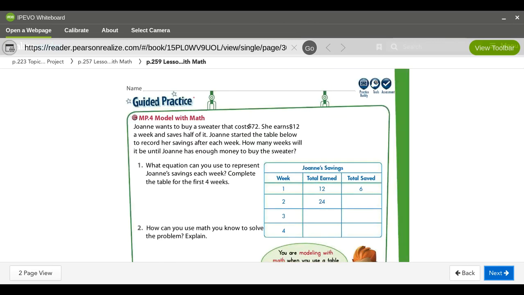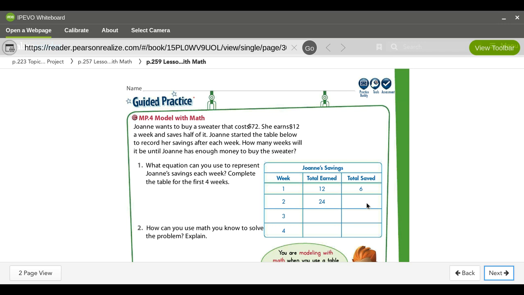All right. Joanne wants to buy a sweater that costs $72. She earns $12 a week and saves half of it. Joanne started the table below, so this is my modeling with math, to record her savings after each week. How many weeks will it be until Joanne has enough money to buy the sweater? What equation can you use to represent Joanne's savings each week? Complete the table for the first 4 weeks. How can you use math you know to solve the problem and explain?